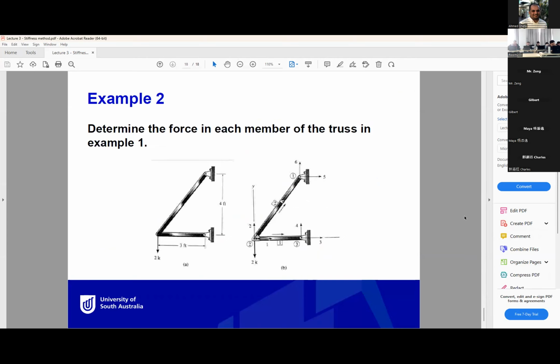I will give you a practice to do and show me next week, or you can send it to me by email. Try to find the forces in this truss after we get K11 and K22. And I will send you the updated dates for submission of the assignment in WeChat, today or tomorrow. If you have questions, please let me know.